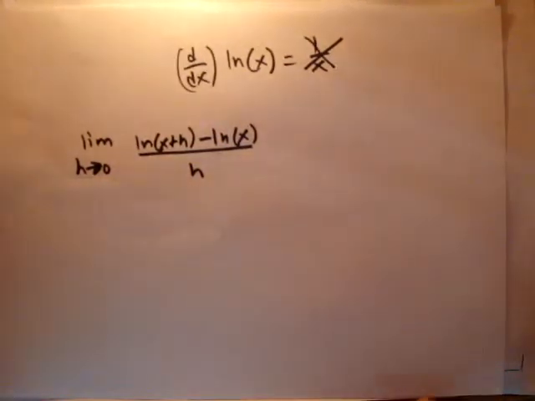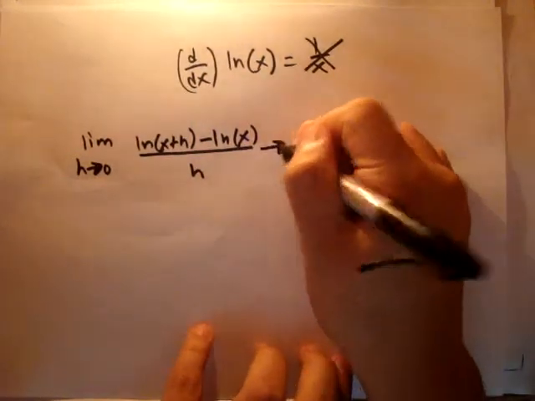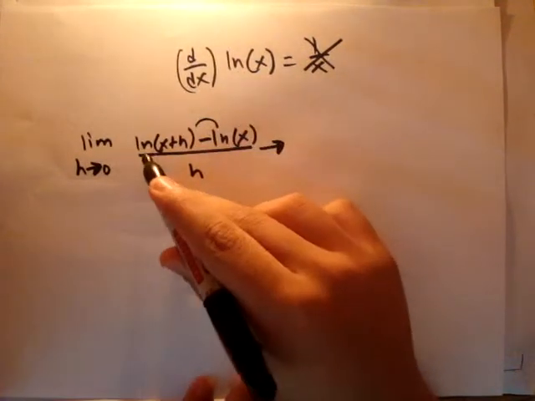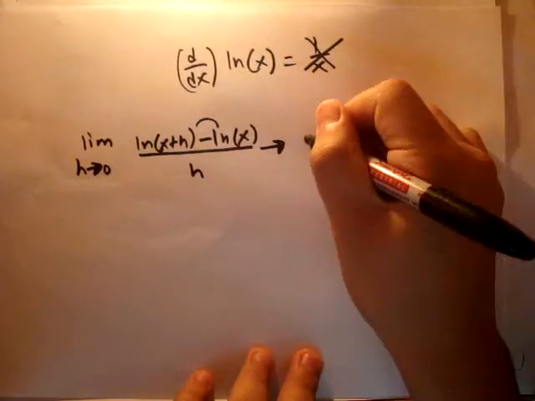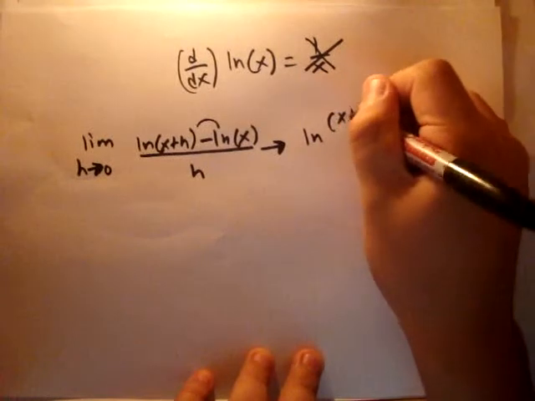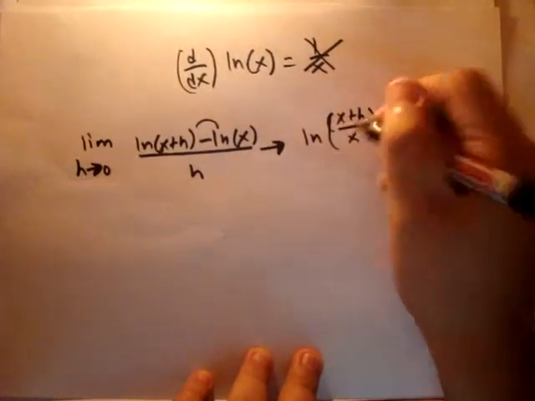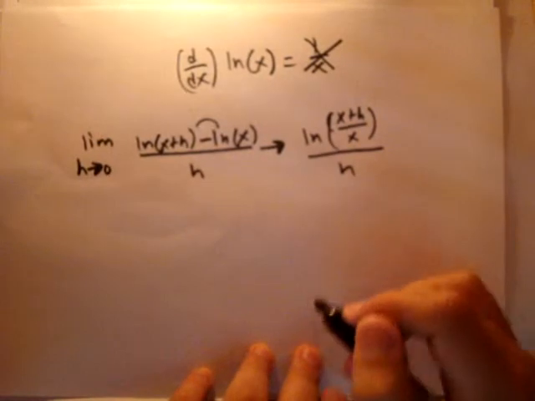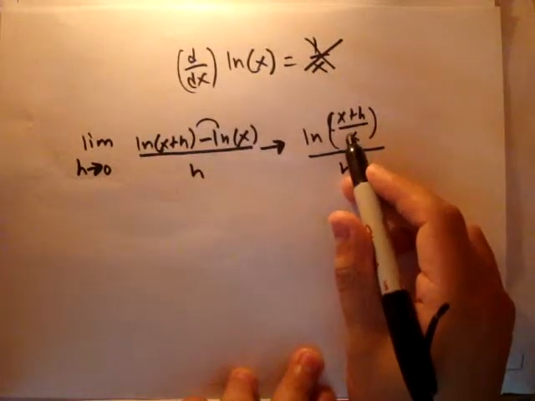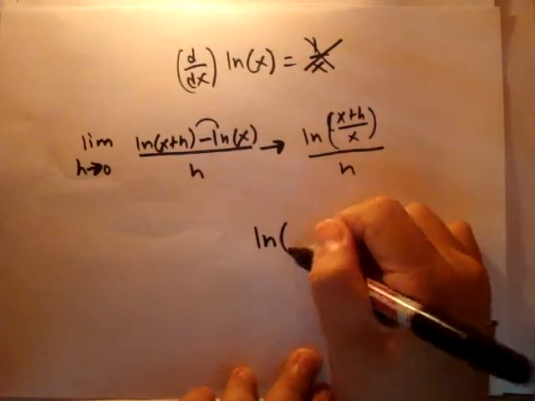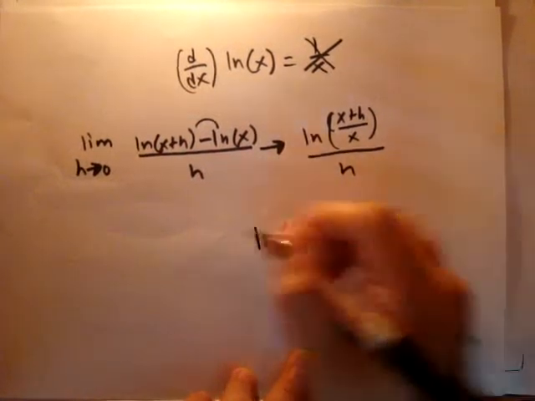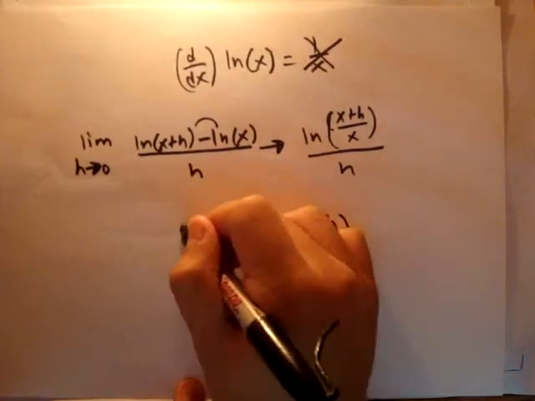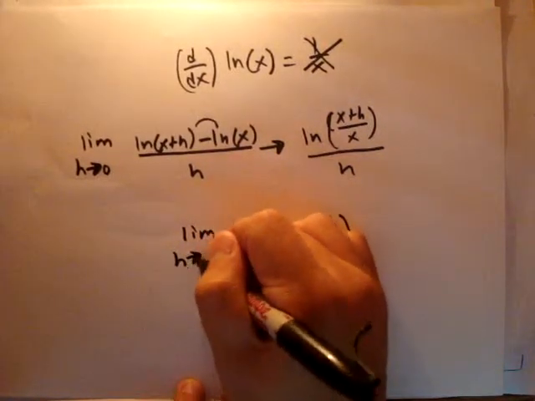Okay, so here the trick is just to simplify it. We're going to use log rules. So you see how there's a subtraction here? Subtraction of logs with the same base, in this case log base e, natural log. That means we can divide: ln of (x plus h) divided by x, everything divided by h. Now let's go into the inside of the log and simplify things together. (x plus h) divided by x is 1 plus h over x, raised to the 1 over h, and of course the limit as h approaches 0.